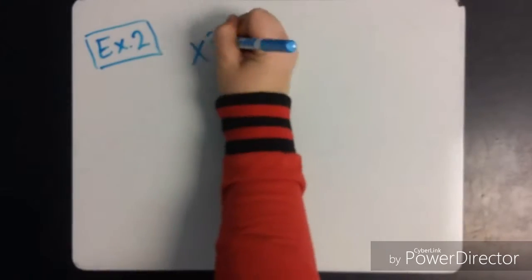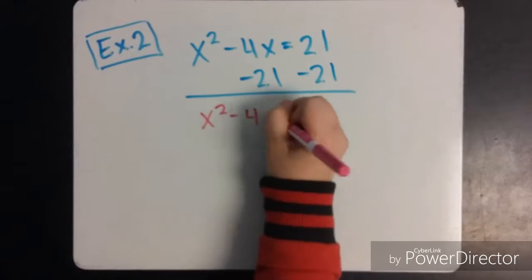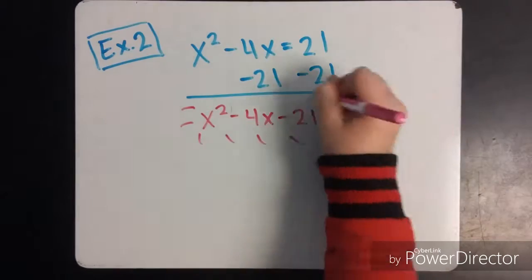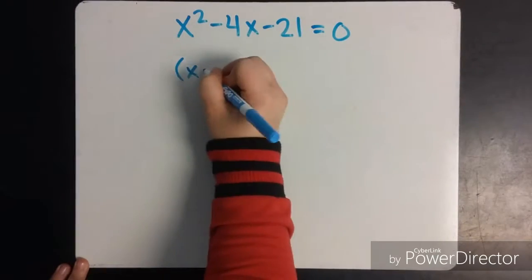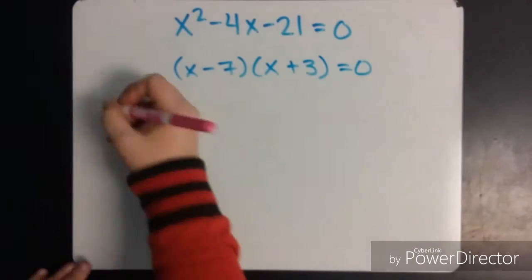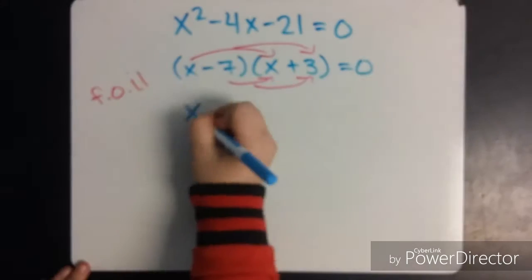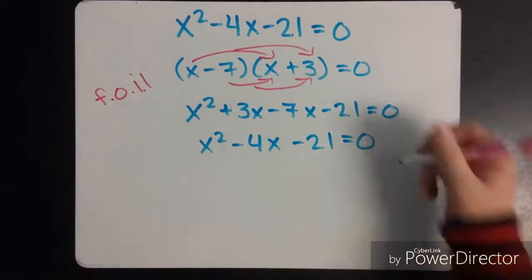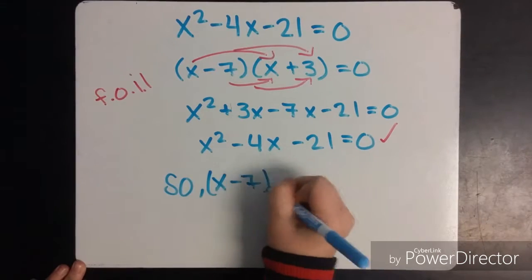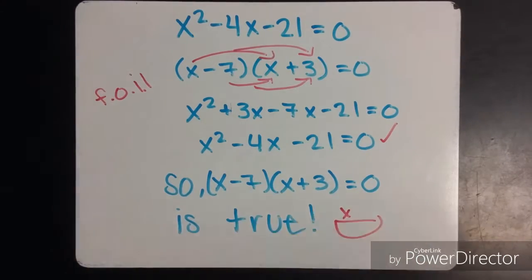Now for example 2. You have x squared minus 4x equals 21. Subtract 21 from both sides, you end up with x squared minus 4x minus 21 equals 0. Now solve it the same way. Find two numbers that add to negative 4 and multiply to negative 21, like negative 7 and 3. Here comes FOIL. So (x minus 7)(x plus 3) equals 0 is true.